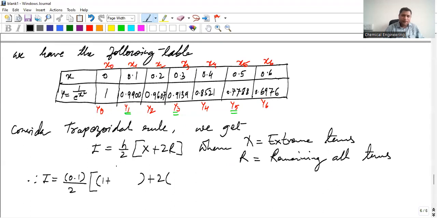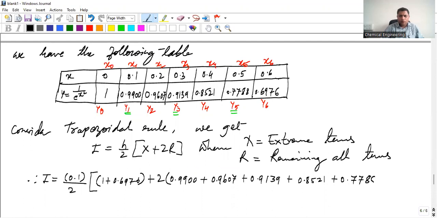And now what we have here will be 0.6976, then 2 times 0.9900 plus 0.9607 plus 0.9139 plus 0.8521. Sir, why are we using this method?